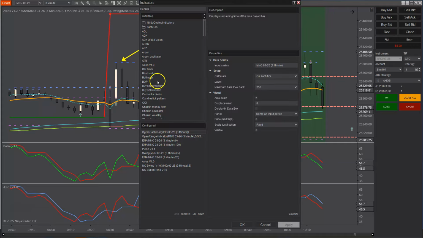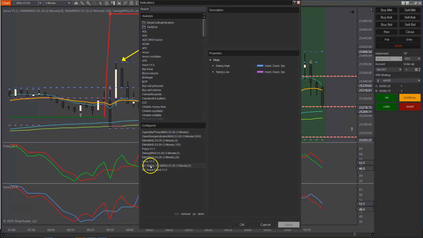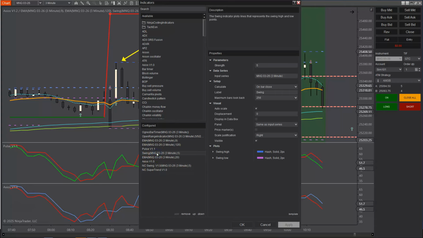Indicators, NinjaTrader swing here. And I have it set to, oh no, this is the swing indicator for Axios. And then the swing native to NinjaTrader indicators is here. I have it set to a strength of 5, which is the same as what Axios is. And then I just made the colors blue, hash, and a width of 2. But let's make sure we save this as a default.